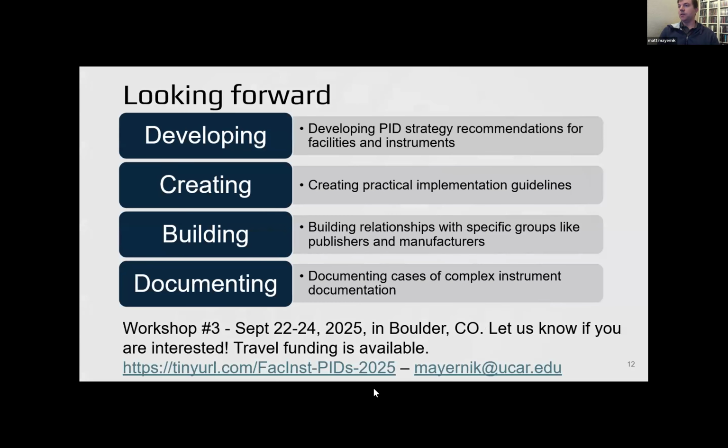So this is definitely my last slide. We do have another workshop planned for this fall in Boulder, Colorado. Let us know if you're interested. We have travel funding. The form on the bottom left will take you to an expression of interest form, and I'll put that in the chat when I'm done here.